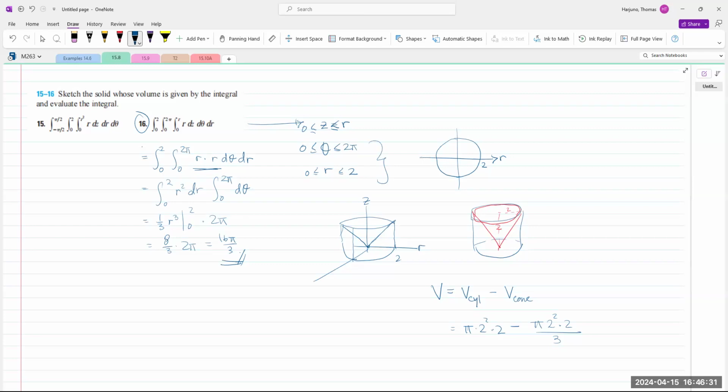Yeah, this is 8 pi minus 8 pi over 3. Oh yeah, that's right. This is 24 pi over 3 minus 8 pi over 3. That's 16 pi over 3. Oh yeah, that's correct. Okay, I thought I was wrong.